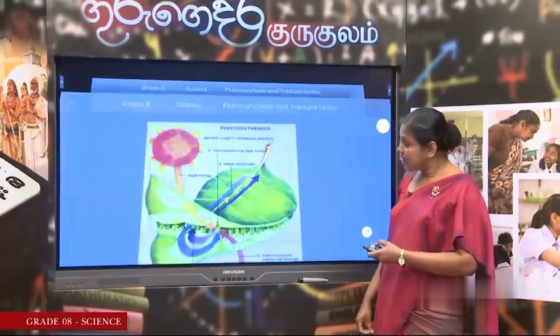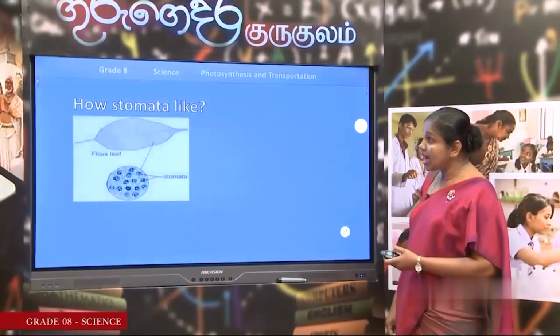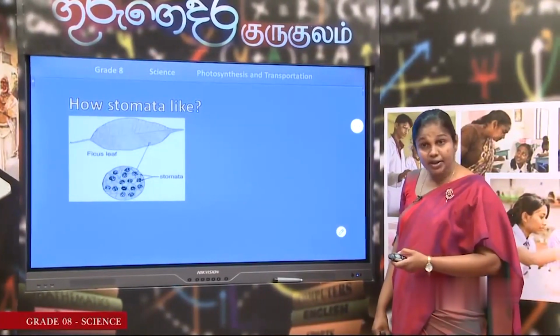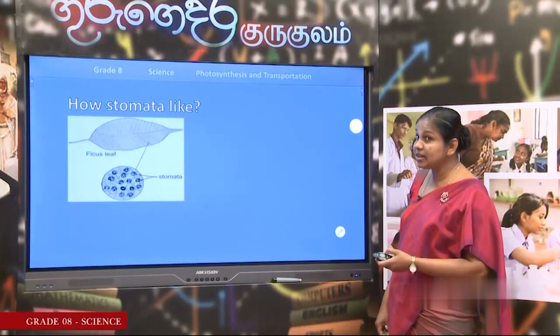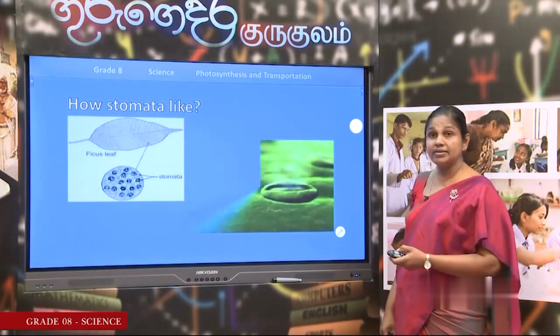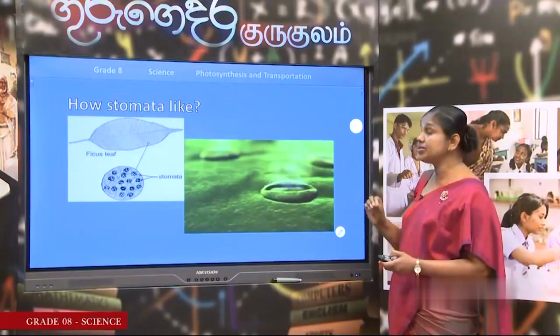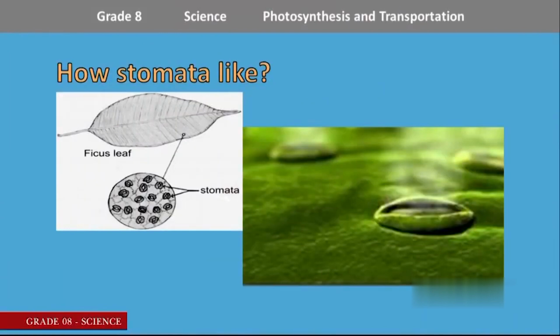Okay. Then, actually, the gases, carbon dioxide and oxygen, related to this process are exchanged through tiny structures called stomata. These are microscopic structures, children.